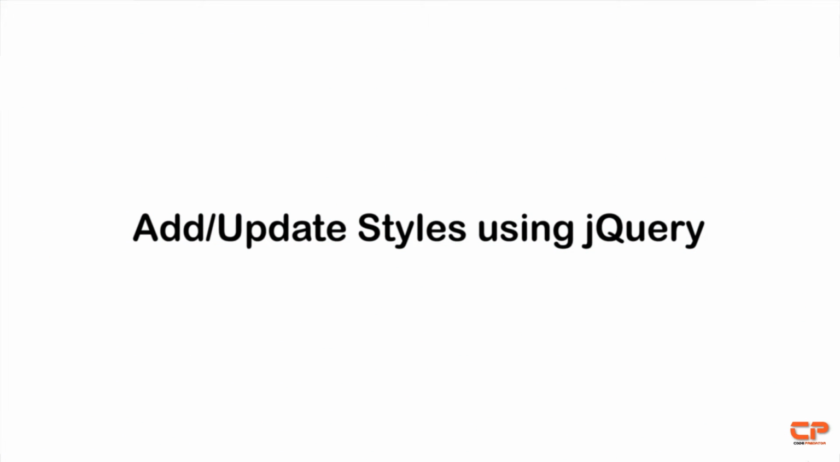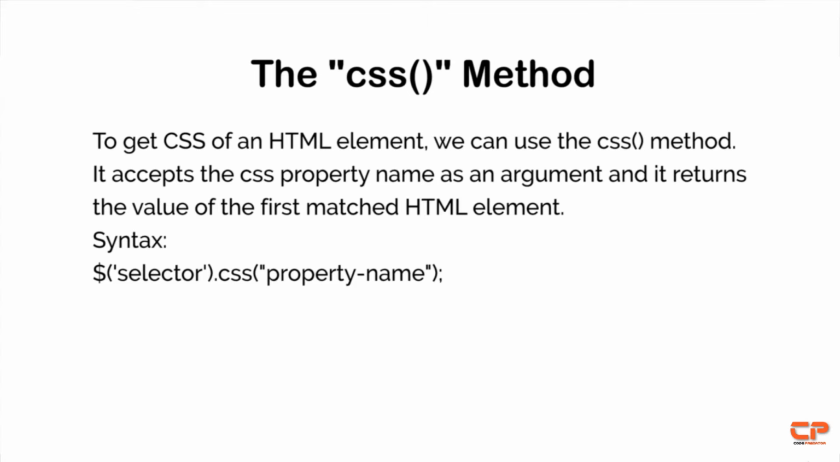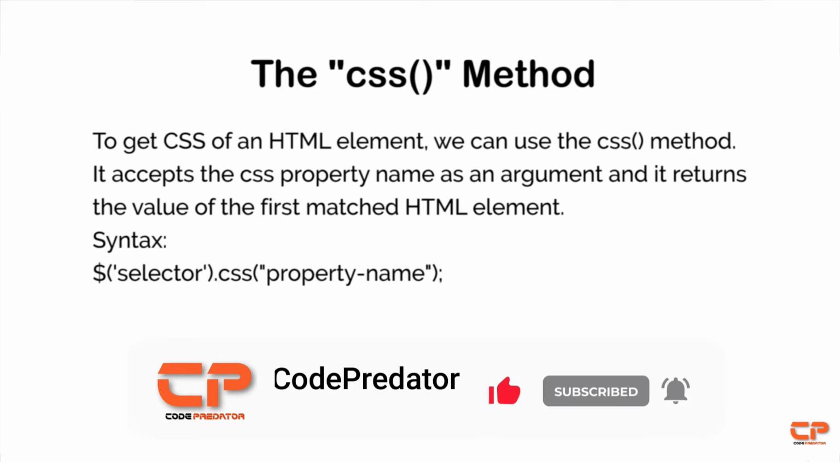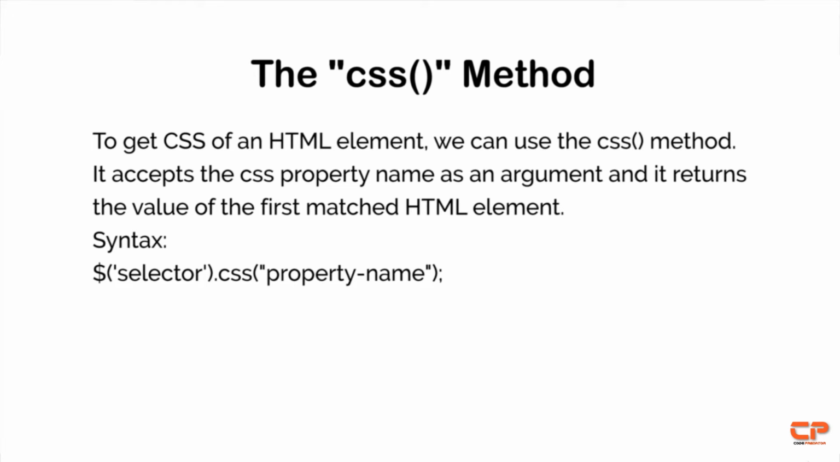In this video, we will learn about working with classes and styles using jQuery. To get the CSS of an HTML element, we can use the CSS method provided by jQuery. It accepts the CSS property name as an argument and returns the value of the first matched HTML element. As you can see on the screen, this is the syntax: selector.css method, and inside that method we pass the property name.